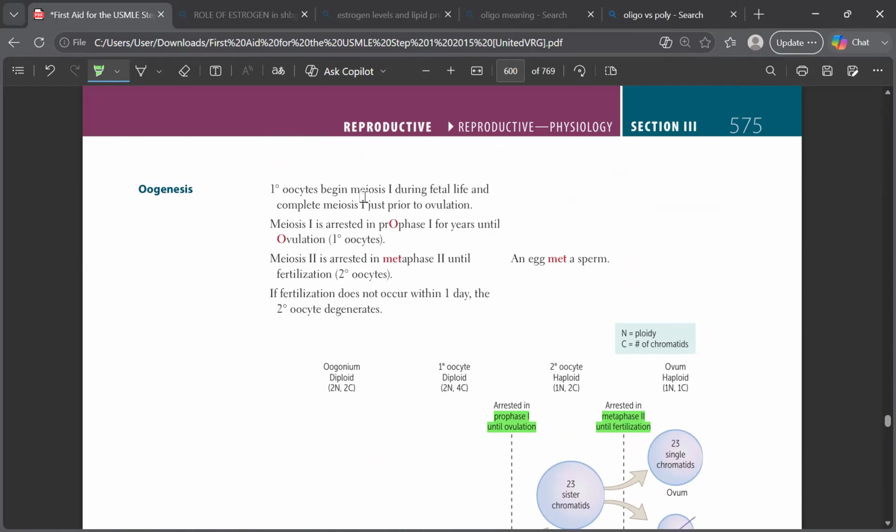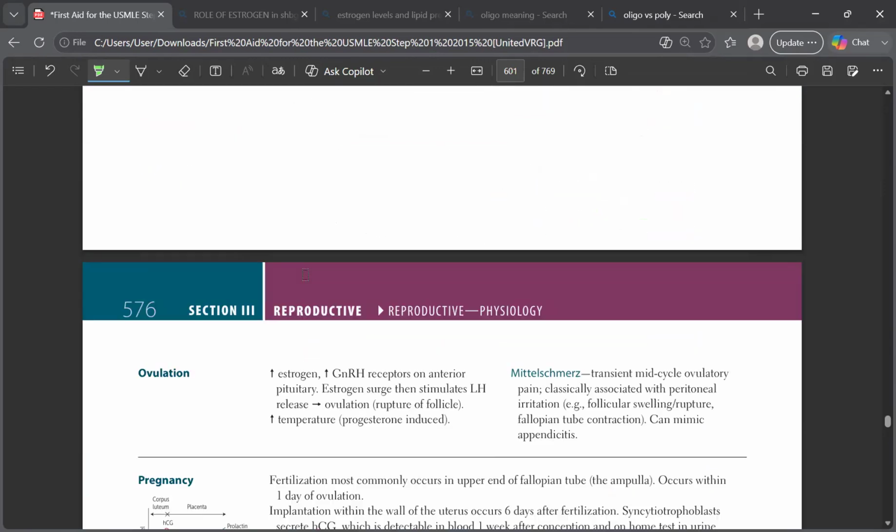Primary oocytes begin meiosis 1 during fetal life and complete meiosis 1 just prior to ovulation. Meiosis 1 is arrested in prophase 1 for years until ovulation. Meiosis 2 is arrested in metaphase 2 until fertilization. And if fertilization does not occur within 1 day, the secondary oocyte degenerates; an egg must meet a sperm. So metaphase is where meiosis 2 is stuck for secondary oocytes.